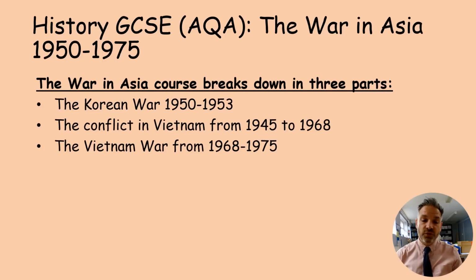Well, effectively the course breaks down into three parts, so it's worth thinking about your revision along these three parts first of all. So the first thing is the Korean War, the second is the conflict in Vietnam from 1945 up to 1968, and then the last bit is the Vietnam War from 68 to 75. So that's one way you can break down your revision.